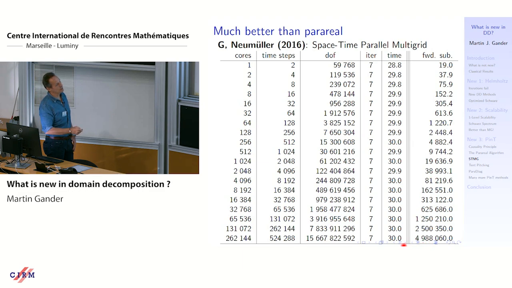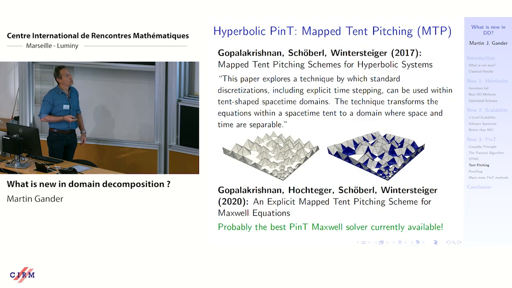There's no chance to get to times like this. This is just not possible. This is the best solver for parallel problems in space-time currently. It's better than the decomposition method parareal. It's much faster. What do you do for a hyperbolic problem? You need a different method, different decomposition. And there was a decomposition invented by Gopalakrishnan, Schöberl, and Wintersteiger in 2017. It's called mapped tent pitching. And this uses all the features of hyperbolic problems to work.